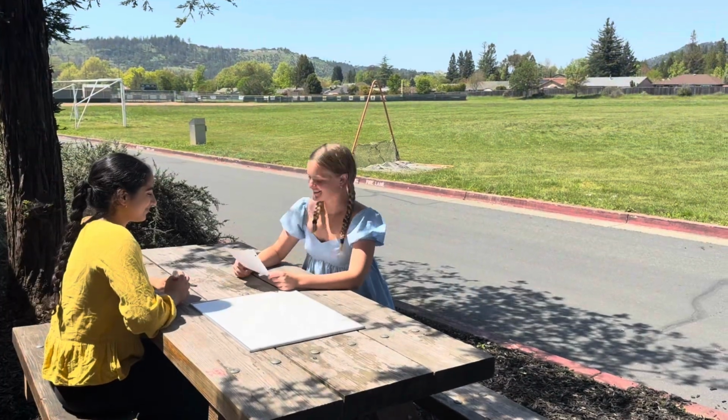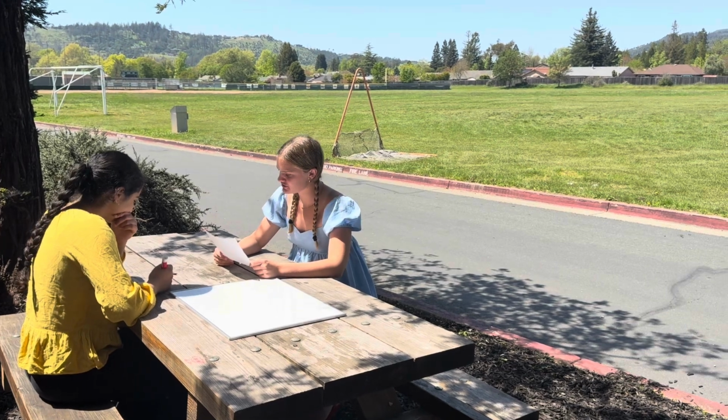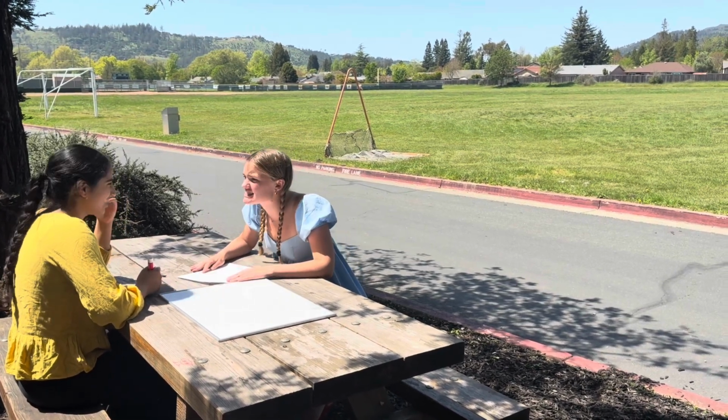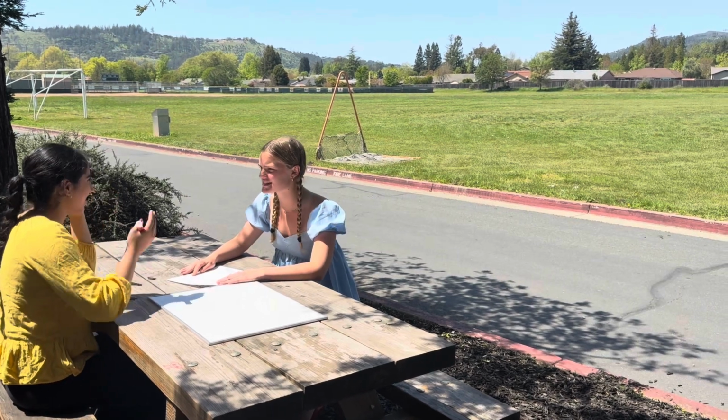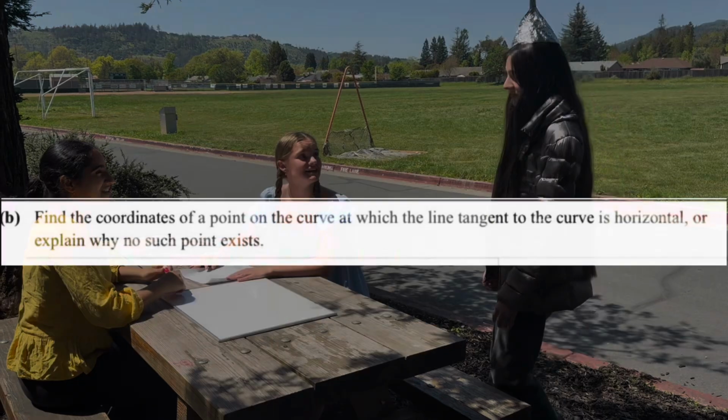Time for part B. Find the coordinates of a point on the curve at which the line tangent to the curve is horizontal, or explain why no such point exists. It doesn't exist? How are we supposed to find it if it doesn't exist? I don't know. I don't got brains for this. Maybe I can help. Really?